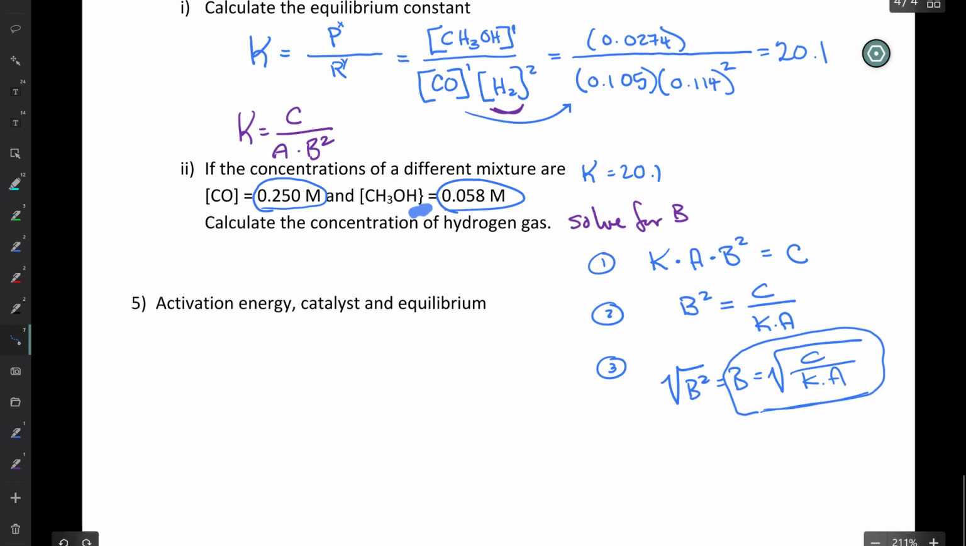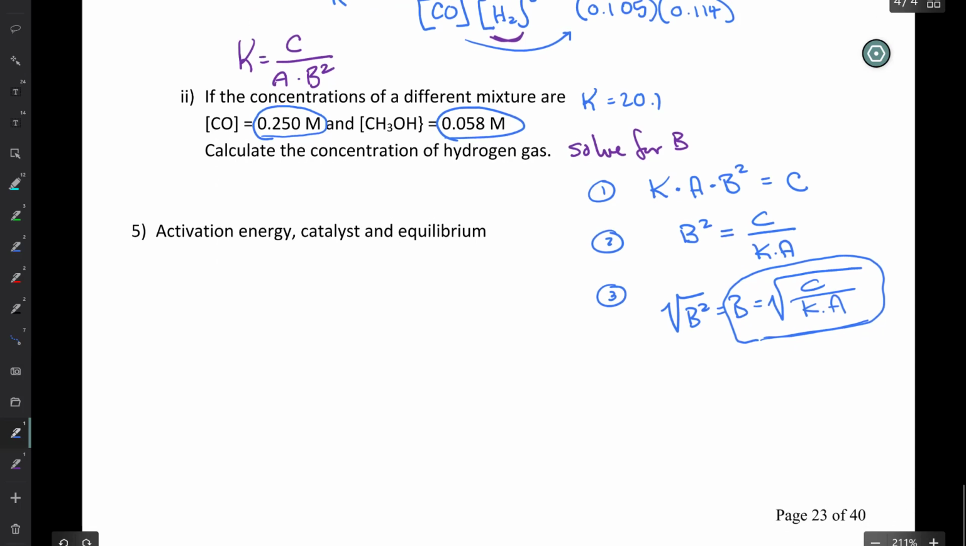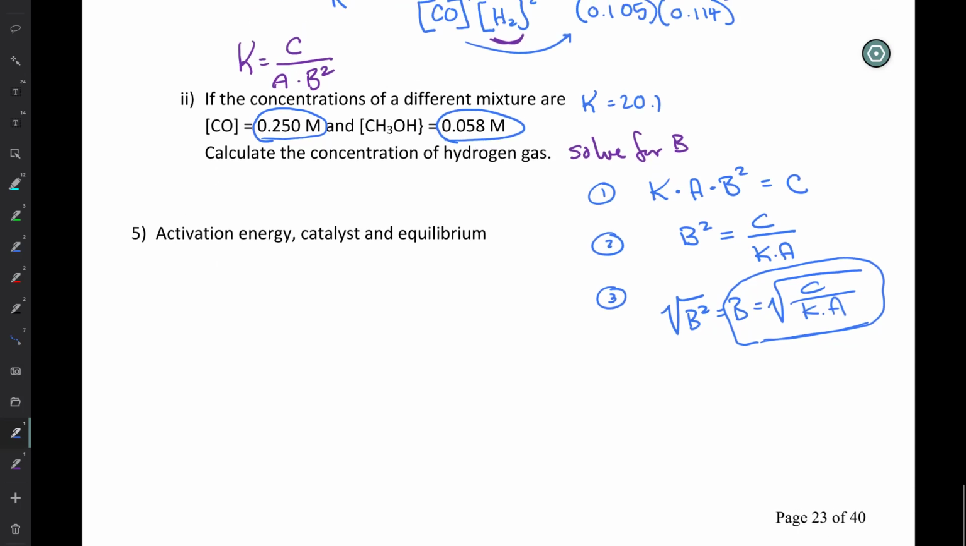I just noticed there's a funny bracket over here. That doesn't actually mean anything. It's just a typo. It should be a bracket. Now, I'm going to plug those values in. I'm going to say B is equal to the square root, a big radical here. Maybe make it bigger, actually. I'm going to write a lot of stuff in here.